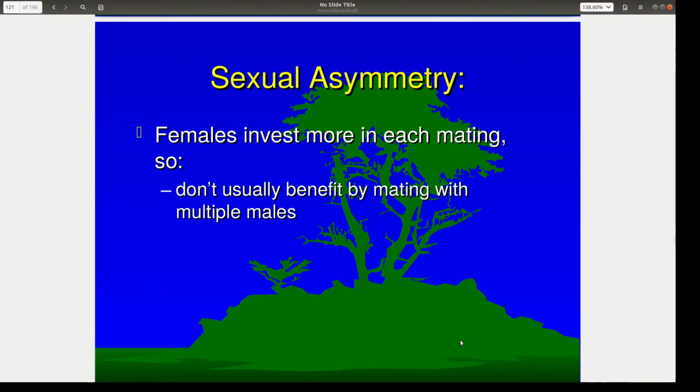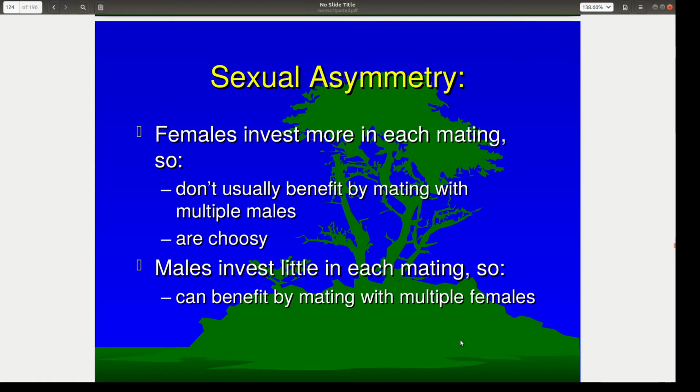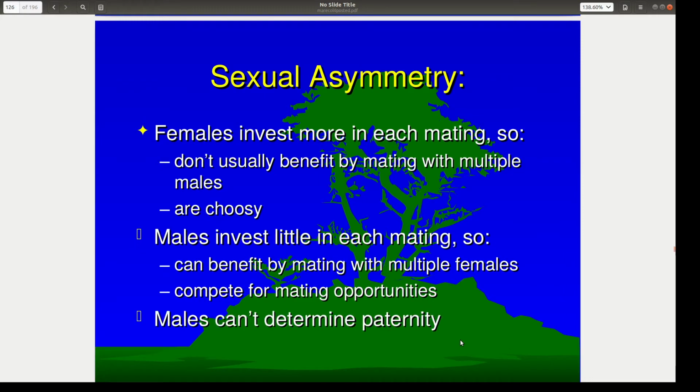So females usually don't benefit by mating with multiple males, and tend to be choosier. Males invest little in each mating, so can benefit by mating with multiple females. They compete for mating opportunities. Also, another asymmetry is that males can't really determine paternity. So that creates a different dynamic than if they could determine paternity.